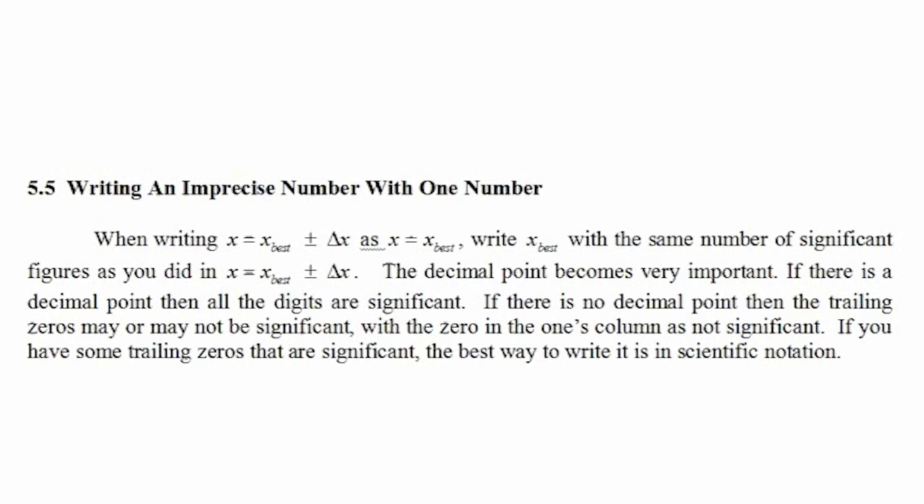We can also write an imprecise number with just one number, writing x equals x best plus or minus delta x as x equals x best. Write x best with the same number of significant figures as you did in x equals x best plus or minus delta x. The decimal point becomes very important. If there's a decimal point, then all digits are significant. If there is no decimal point, then the trailing zeros may or may not be significant, with the 0 in the ones column as not significant. If you have some trailing zeros which are significant, the best way to write it is in scientific notation.